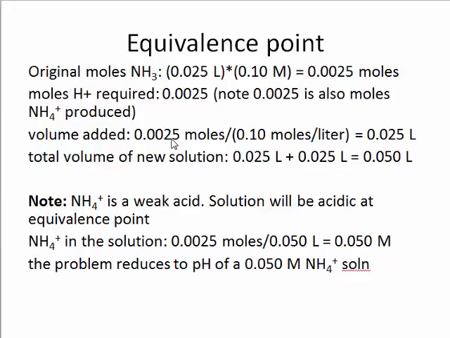Volume added, 0.02, is moles divided by molarity of the hydrobromic acid solution. 0.0025 divided by 0.1 is 0.025 liters, or 25 milliliters. Which means at the equivalence point, the volume of the solution will be 0.050 liters or 50 milliliters.